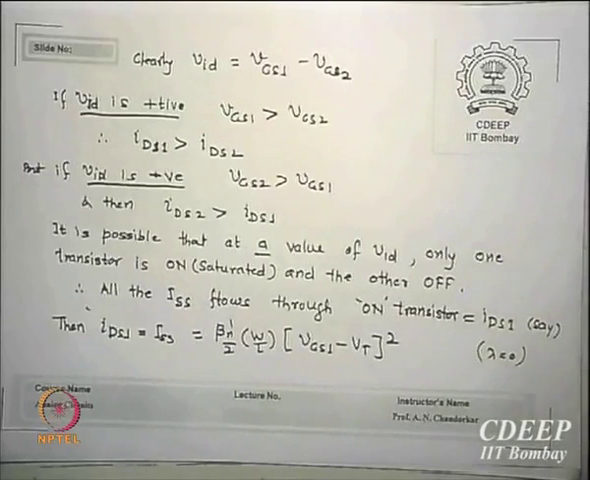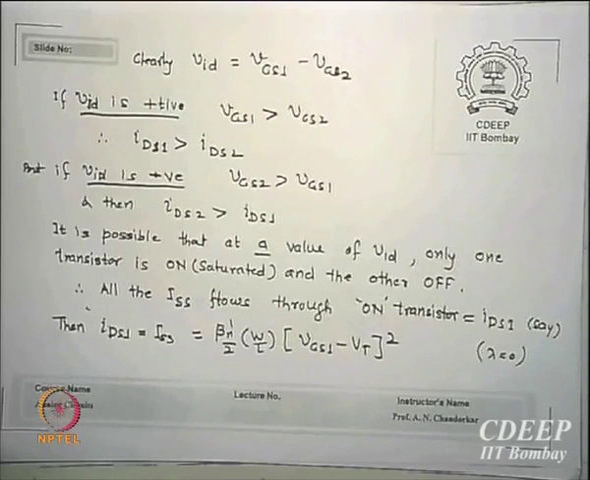Is that clear? If I change VID from, say, minus to plus, one of the transistors may actually go high, start drawing higher and higher current, and the other will start reducing. At a given VID, the other side may become off. All of the current will be picked up by the higher VGS one, all of it. That means when VGS2 goes less than VT, that transistor will be switched off. Whichever VGS goes less than VT, that transistor will switch off. Then the one which has larger VGS will draw all the current. Is that correct? Clear? All the current.